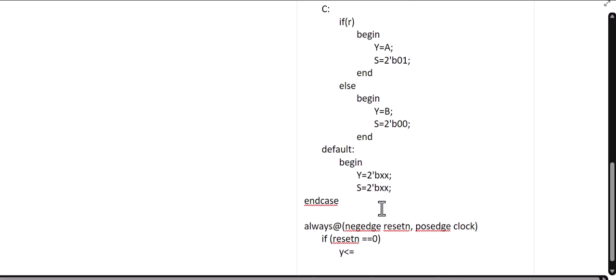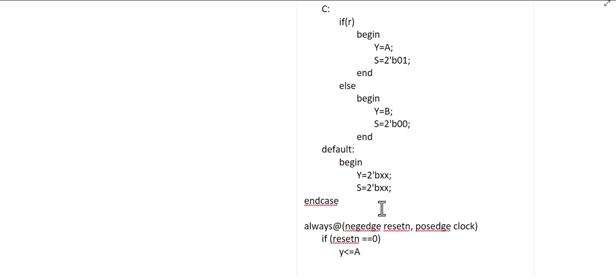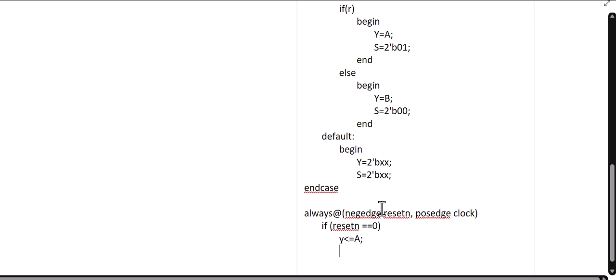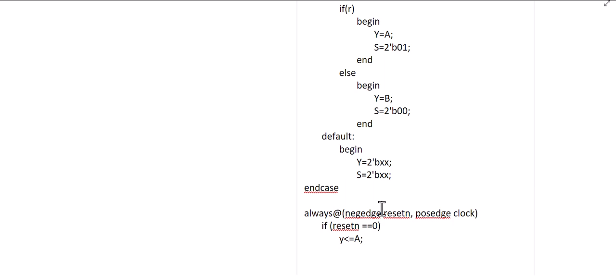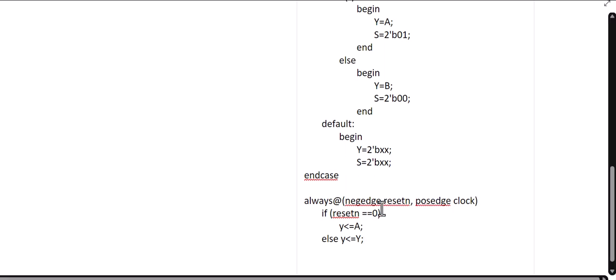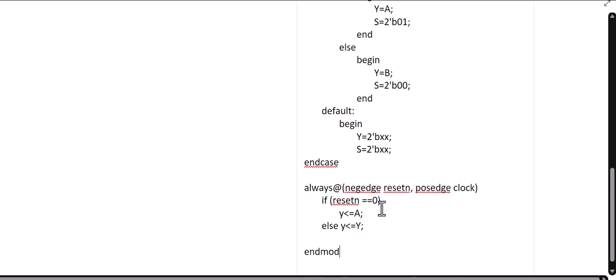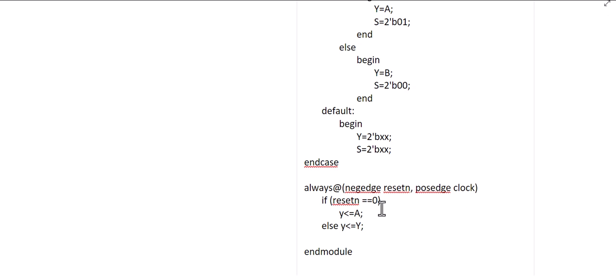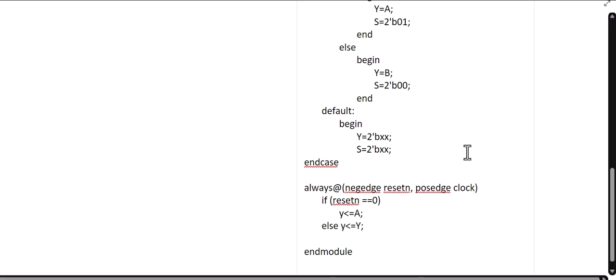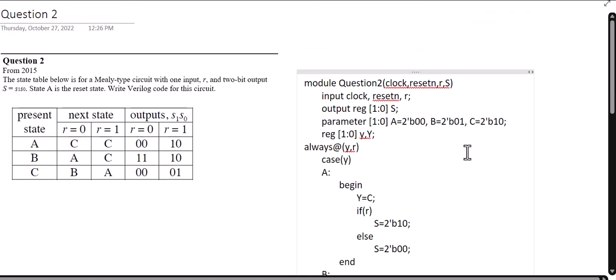then we'll let our default state be A. And I think we had to have that because, was that given? No, that was not given. Yeah, it is. Oh, it is given. Okay, and state A is the reset state. So we do have to have that. Okay, and then else, we're going to make our current state equal to the next state that we just calculated. And that is the end of our module. And that is the Verilog.